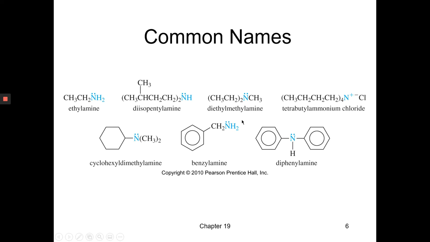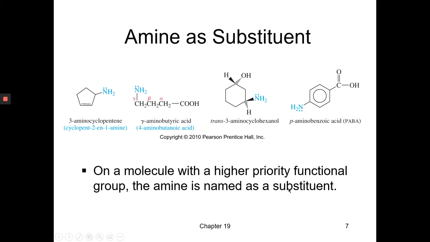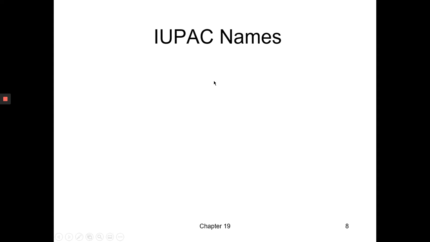This is benzylamine. It's distinct from aniline. Okay, aniline has the NH2 directly attached to the benzene ring. Okay, here we have diphenylamine. Okay, when an amine is a substituent, then it's an amino. Okay, so here we have 3-aminocyclopentene. This is the IUPAC in parentheses, cyclopent-2-ene 1-amine.